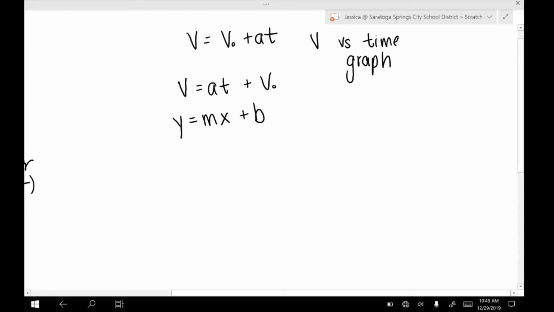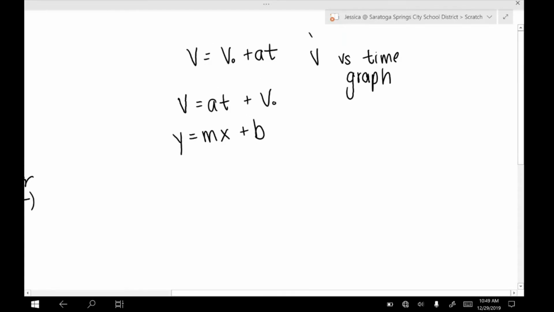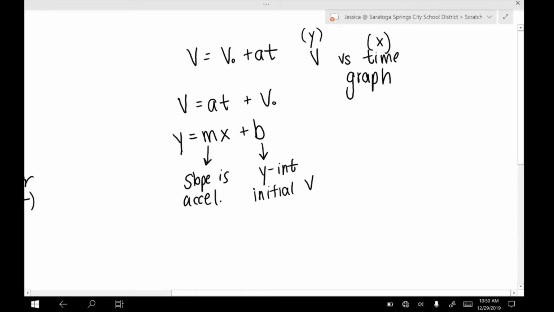Because if it's a velocity versus time graph, that means velocity is on my y-axis, time is on my x-axis. So I can replace velocity with y, t with an x. So that must mean my slope is the acceleration of the object, and my y-intercept is the initial velocity.